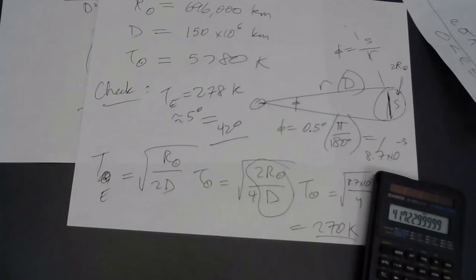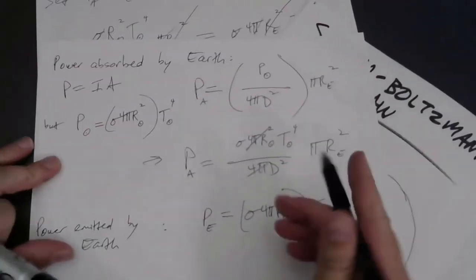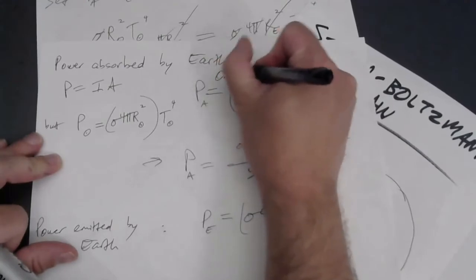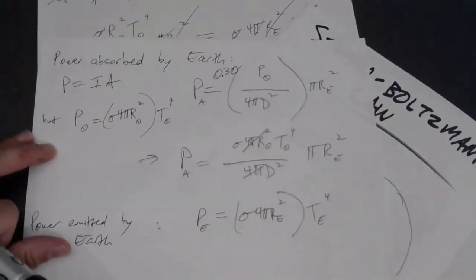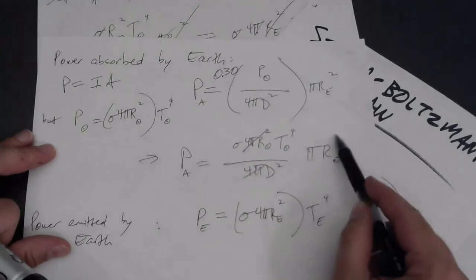Now, when you take into account the Earth's albedo, in other words, its reflectivity, the fact that 30% of the light coming from the sun is actually reflected from the atmosphere, if you were to include that in the calculation, if we go back to power absorbed versus power emitted, here we go. Here's that sheet of paper. The power absorbed, I'd have to stick a 0.3 out front. Only 30% of what's coming from the sun is actually absorbed.